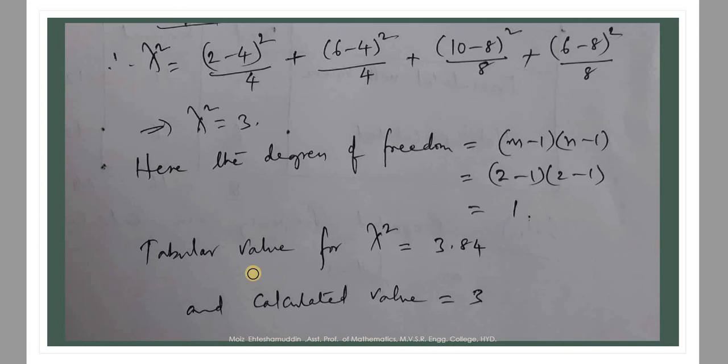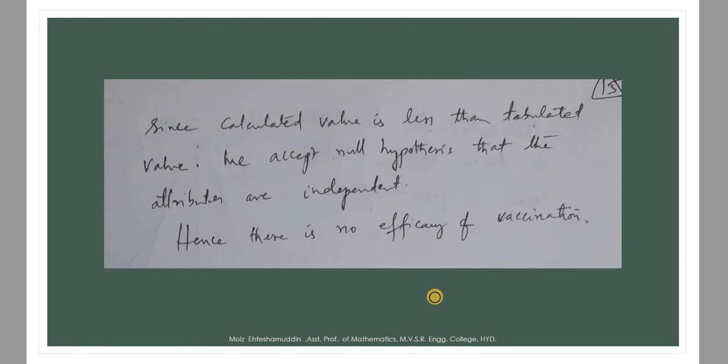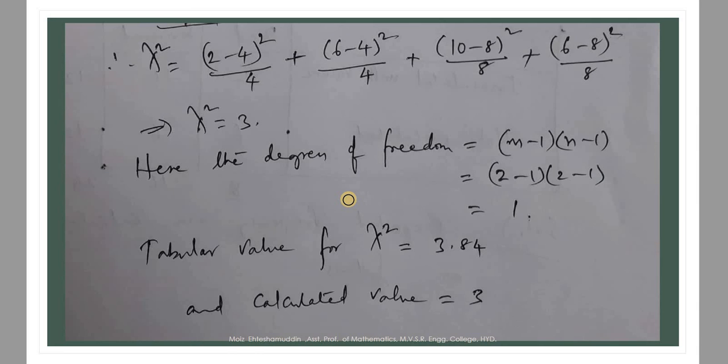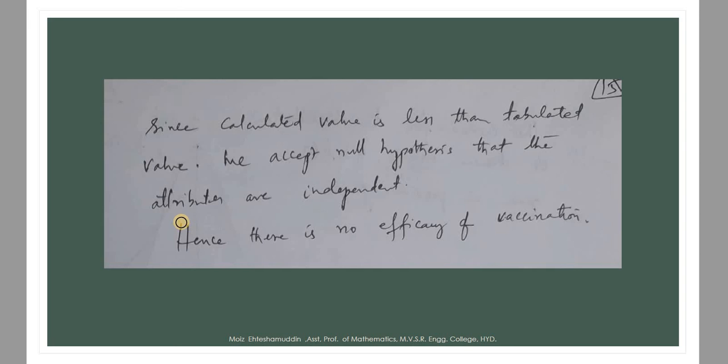So we have to check the chi-square value at 1 degree of freedom at 5% level of significance, and the tabular value is 3.84 and the calculated value is 3. So the calculated value is less than the tabulated value. Therefore we accept the null hypothesis that the attributes are independent. Here the null hypothesis we assume is that there is no dependency in these two things. So the attributes are independent, meaning the vaccination and the survival are independent. Therefore there is no efficacy of the vaccination, meaning there is no effective result of the vaccination.